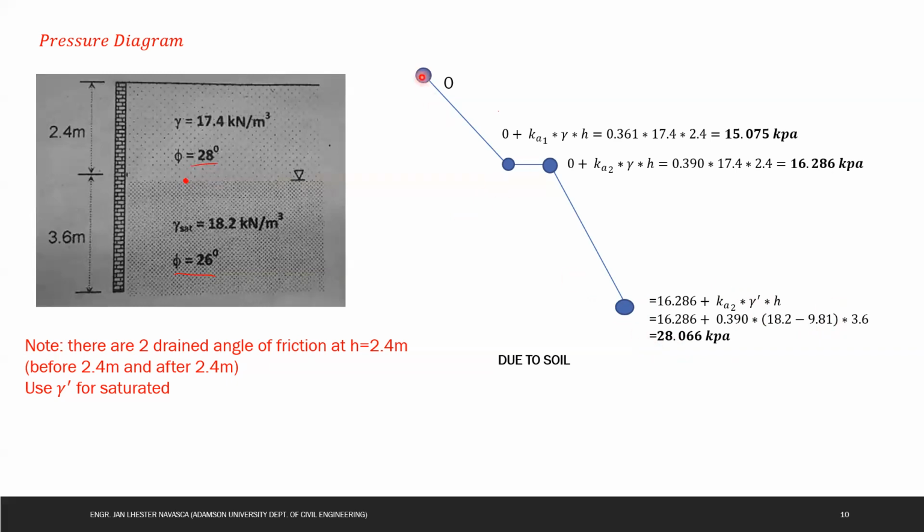So we now have the coordinates. First, the pressure at the top is 0, right before 2.4 it is 15.075, and right after 2.4 meters you have 16.286. Then it increases, starting from 16.286, and the new pressure at the bottom will be 28.066. Okay, so let's complete the pressure diagram. Here it is. The direction is to the left.